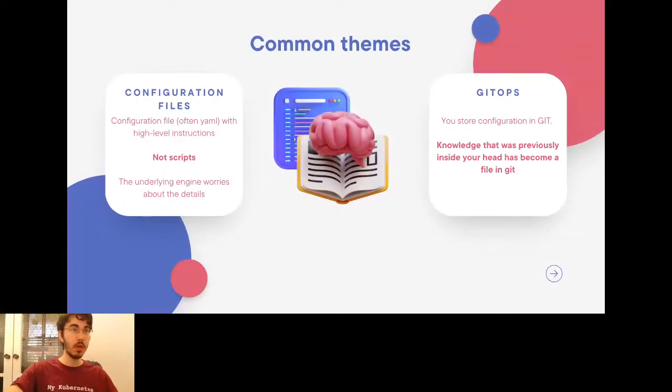Okay, so moving on, there are a few common themes in all the types of automation that we spoke about in the previous slide, from the build phase to the deploy phase, to the configure phase, to the scale phase, also to what we're doing with Robusta. There's a common theme here in all of them, two common themes. First, everything has become configuration files. Those configuration files are often YAML, and they have high-level instructions.